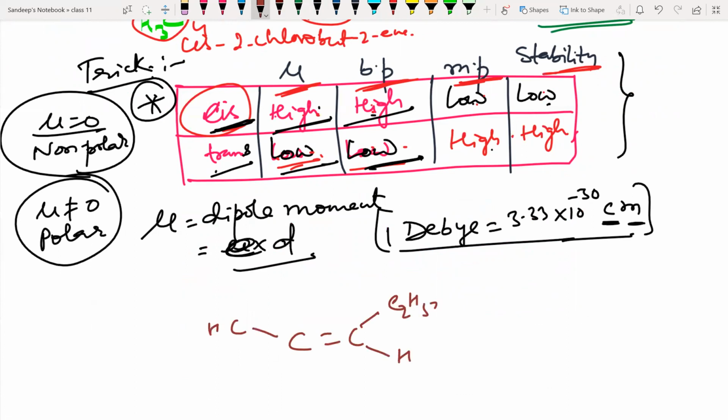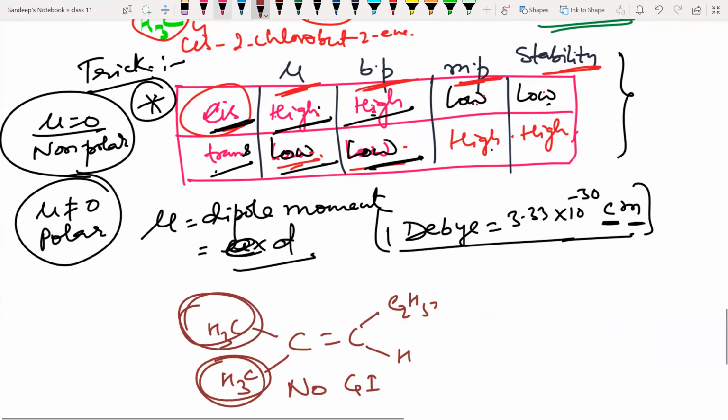Can you tell this is cis or trans? This is not either of them. So you can write, it will not show geometrical isomerism because the same groups are attached to one carbon. Okay. So this question, this will not show any.